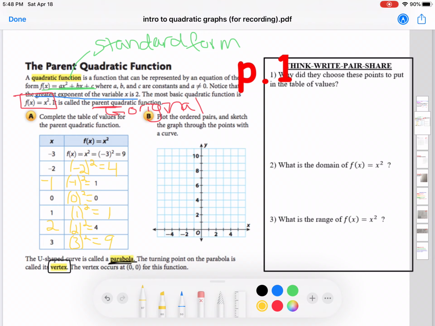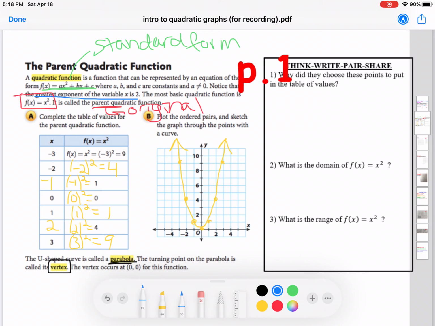And 3 squared would be 9. So if we go to plot these points on our graph here, we have (-3, 9), (-2, 4), (-1, 1), (0, 0), (1, 1), (2, 4), and (3, 9). And we'll go ahead and just connect those points with a nice curved shape so that it looks like a parabola. So to answer our think, write, pair, share questions, why did they choose to put these specific points?